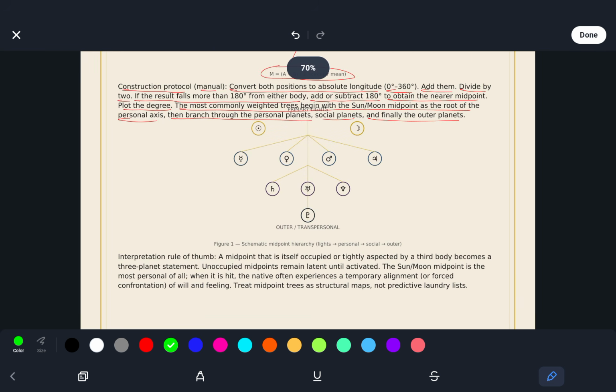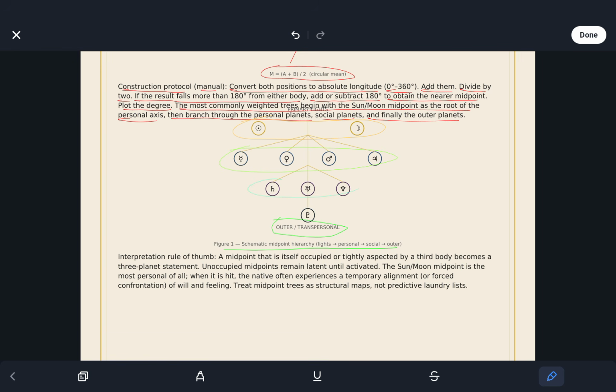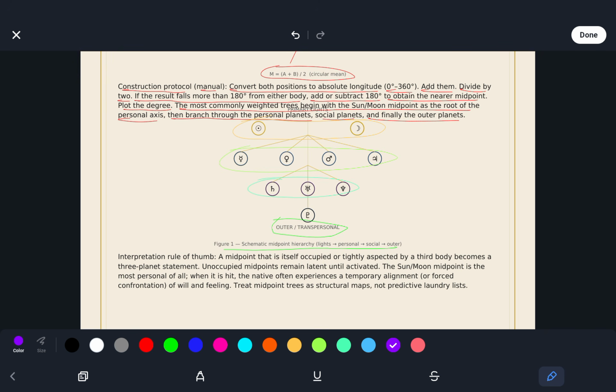So here we see outer transpersonal, schematic midpoint hierarchy: lights, personal, social, outer. So we see the lights, luminaries, we see personal planets, we see the social planets, and we see the outer transpersonal.